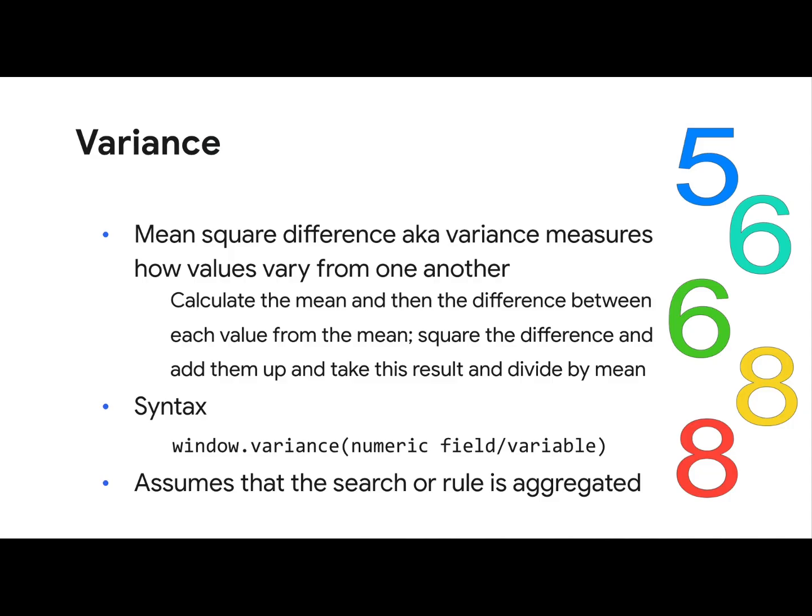The good news is that we don't have to do all of that math ourselves. The function window.variance does it all for us. We just need to provide the field or variable that contains that numeric value. This function assumes that the data in the rule or search is being aggregated, which means that there's a match section, and this function will be used in the outcomes section.